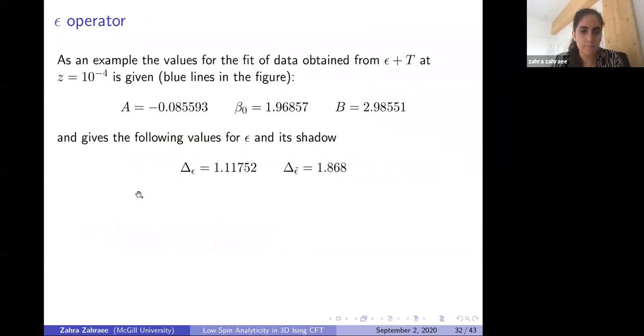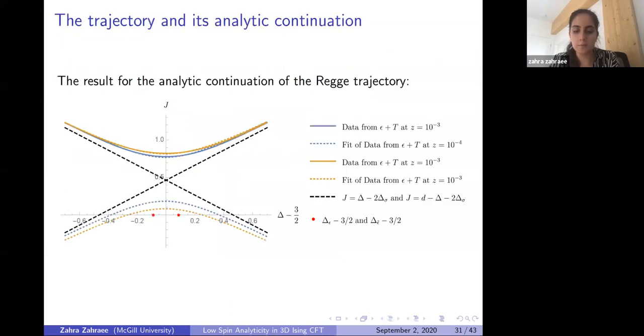So that's the construction. But we know from what we've seen for the stress tensor that the stability is much lower here. And that's expected.